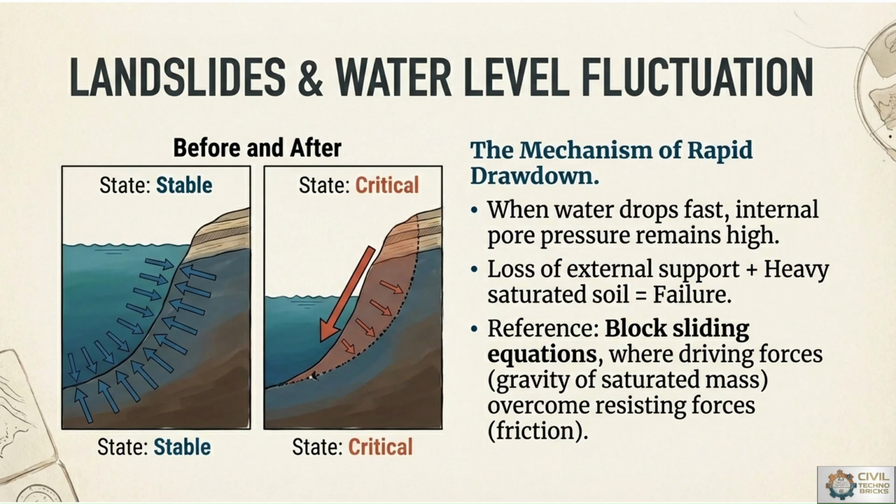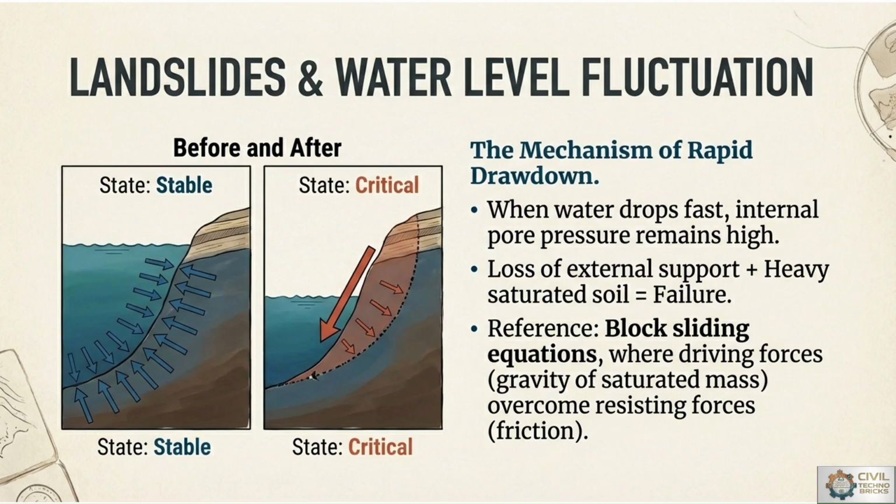Here, landslides and water level fluctuation. Before and after: the stable state and the critical state. In the stable state, the water is attached to the rock layer, and in the second, critical state, the forces acting by the water on the rock layer may erode that embankment, and that mechanism may result in landslides, collapse or fracturing.